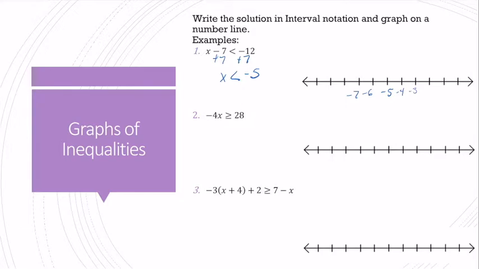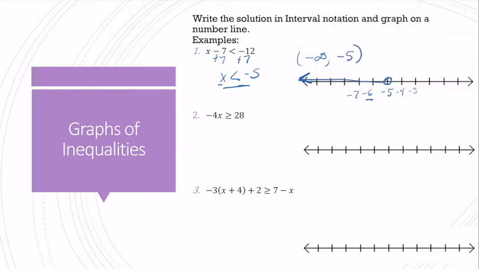I'm going to say, okay, negative 5 is my endpoint, but it's not included, so I'm going to use an open circle. And I say that x is less than negative 5. So let me pick a test point. I'm going to pick negative 6. Negative 6 is less than negative 5. That's a true statement, so I'm going to shade to the left over here. In order to write this in interval notation, I read from left to right. That gives me negative infinity, comma, negative 5, parenthesis, because my endpoint is not included.